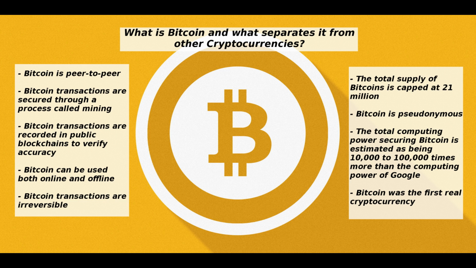Next, Bitcoin transactions are recorded in public blockchains to verify their accuracy. That's also a part of this mining process. So, like I said before, every 10 minutes, all the Bitcoin transactions are aggregated in a single block, and these blocks go back all the way to the beginning of Bitcoin itself. The first Bitcoin block is called the Genesis block, and you can literally go back through each block and see all the transactions to see how all the Bitcoins moved from different wallets to the next wallet, and you can look at it, and that's how you guarantee it's accurate.